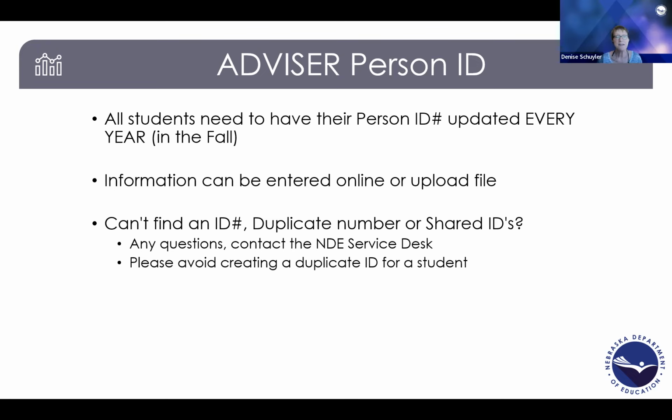If you can't find a student ID number for a student, and you're sure they should have one because they were at another public school, or even a non-public school, please contact the help desk. We'd be happy to help you find that ID number. Or if you come across duplicates or shared ID numbers, please contact us. We try to avoid creating duplicate IDs, but if one happens to occur, we can take care of that situation as well.